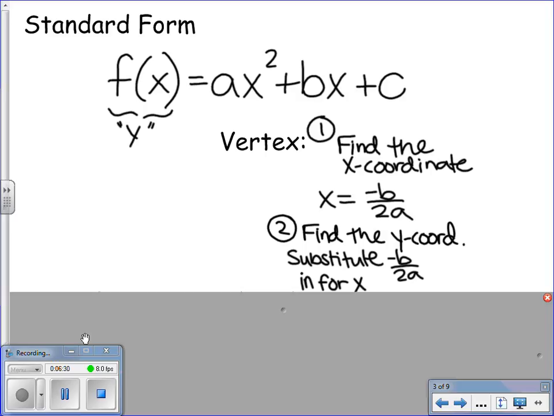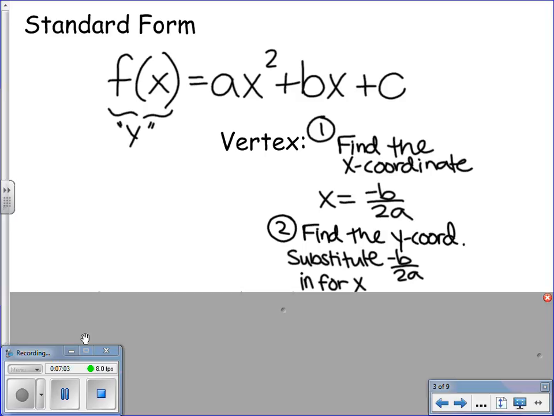Now, I say substitute in that negative b over 2a. You'll have already done the opposite of b over 2a, and it will be just a number. So if you find out that the opposite of b over 2a is 3, all you have to do is take 3 and plug it in. Okay, so it looks like you're doing lots of algebra there, but all your algebra was done in step 1. And you're just now working with a regular number. You're not really working with that opposite of b over 2a anymore. Okay, so those are the two directions to find the vertex.